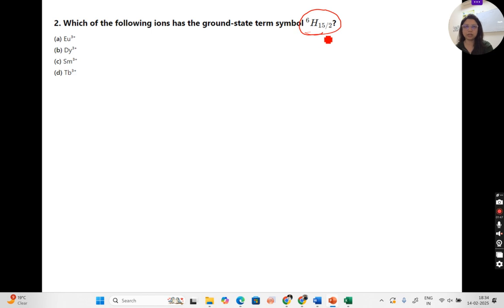So for that we first need to know that all these are the lanthanoids. What electronic configuration do they have, so that we can cross-calculate which one has this 6H15/2 term symbol?